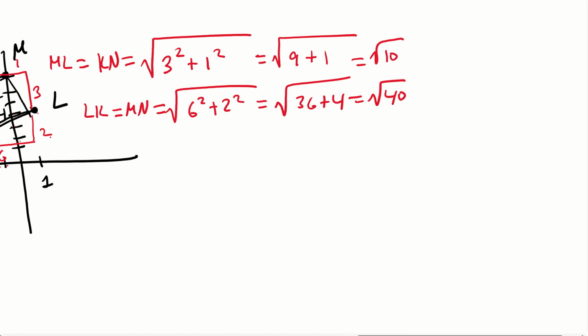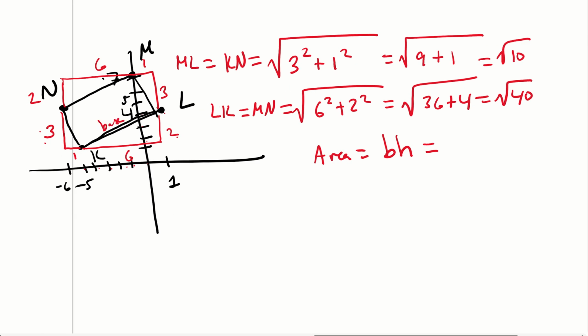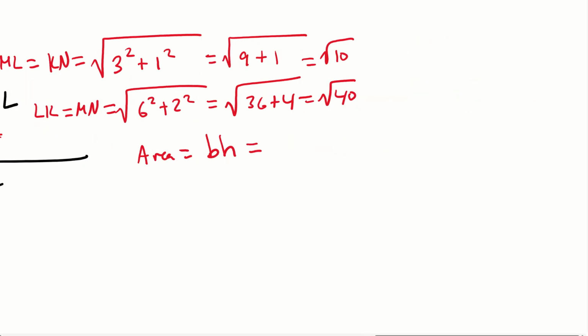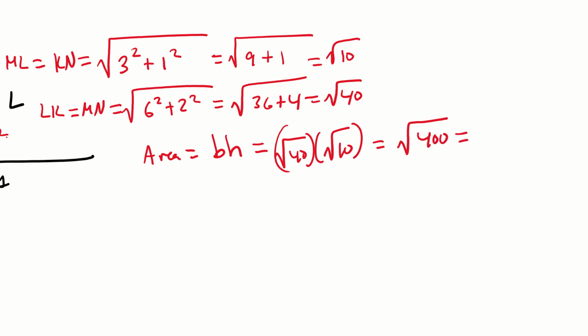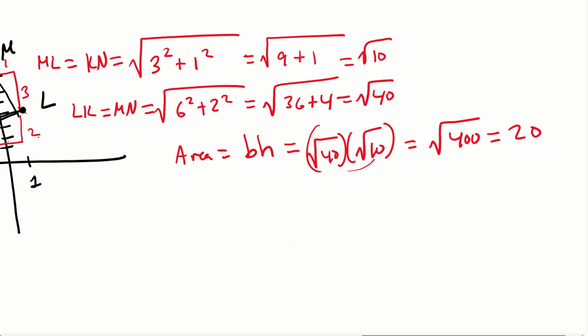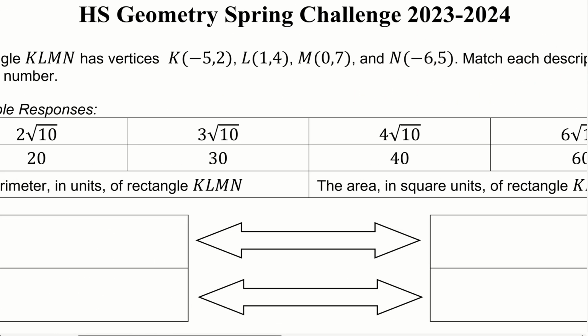So now let's do the area. Remember the area of a rectangle is base times height. So we have to multiply the base. This is the base, and then this is the height, right? So we got to multiply basically these two. So square root of 40 times square root of 10. Well, then I can just multiply those together. That's going to be square root of 400, because 40 times 10, and the square root of 400 is 20. Okay, so we got our area. So let me just box that. So here we got area is 20.